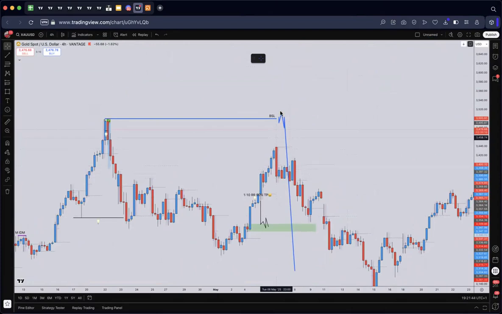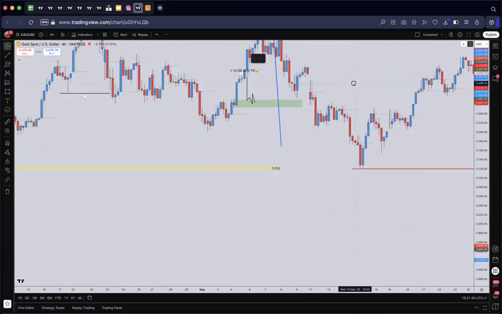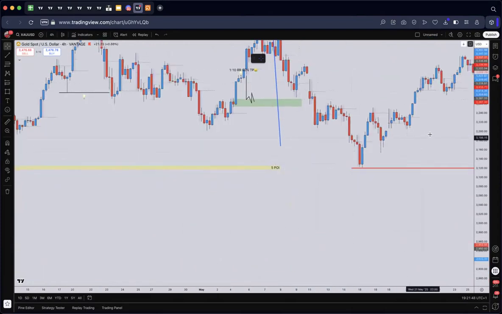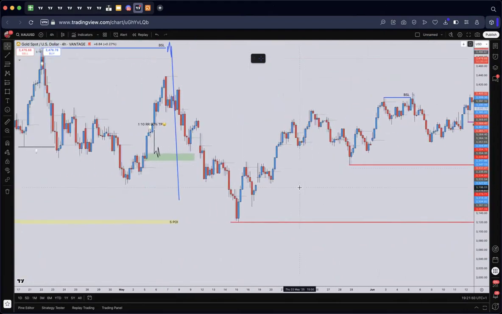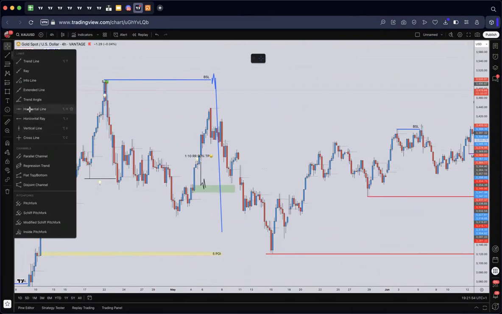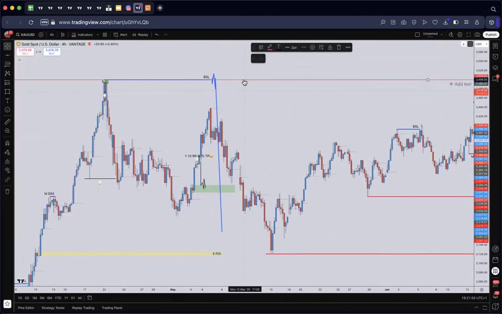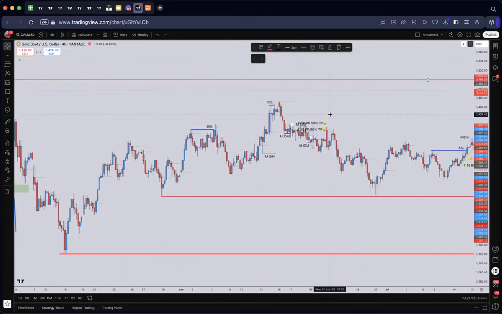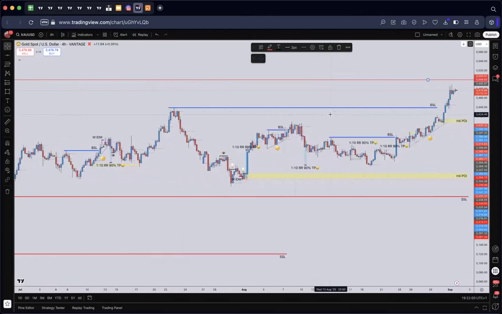As you can see, we didn't quite come up to give us that move, but we did actually go down into those areas, as you can see, and then price started going up again. So when I'm looking at that now, and I'll just place a horizontal line across here so we know that's buy side.